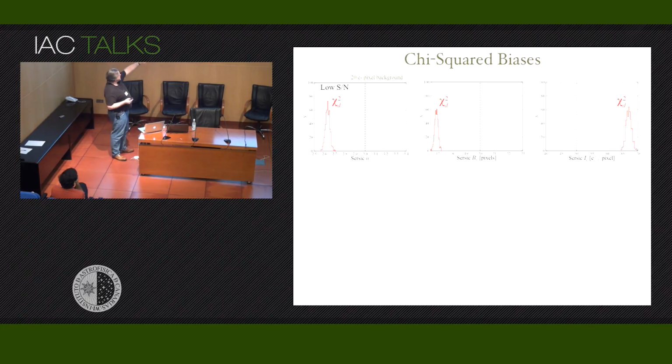And what you can see is that when you use the standard data-based chi-squared approach, there are systematic biases. You underestimate the Core-Sersic n by about 10%, and the same thing for the half-light radius.